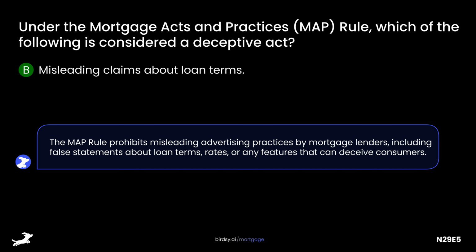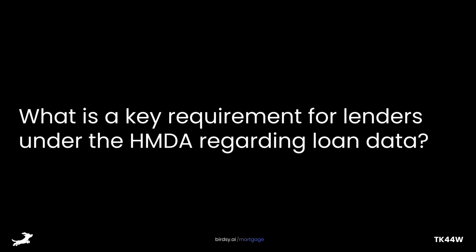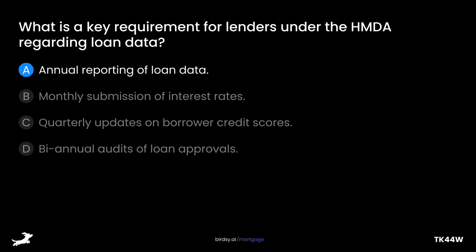The MAP rule prohibits misleading advertising practices by mortgage lenders, including false statements about loan terms, rates, or any features that can deceive consumers. What is a key requirement for lenders under the HMDA regarding loan data? Is it A, annual reporting of loan data, B, monthly submission of interest rates, C, quarterly updates on borrower credit scores, or D, biannual audits of loan approvals? The answer is A, annual reporting of loan data.